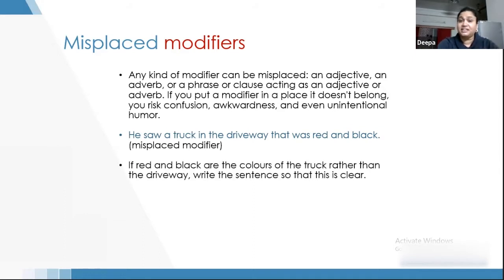If red and black are the colors of the truck rather than the driveway, write the sentence so that it is clear. He saw a red and black truck in the driveway. This makes sense. The driveway cannot be red and black, right? So this makes more sense because we're talking about a red and black truck, and the driveway we cannot paint red and black. So basically the red and black refers to the truck. Therefore we should have it beside the subject and not away from it. This is basically a misplaced modifier.